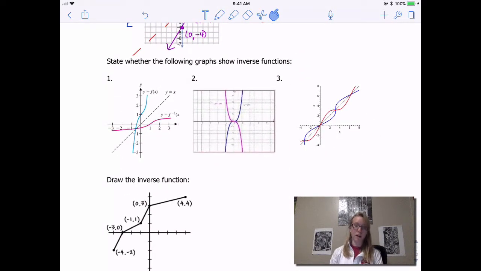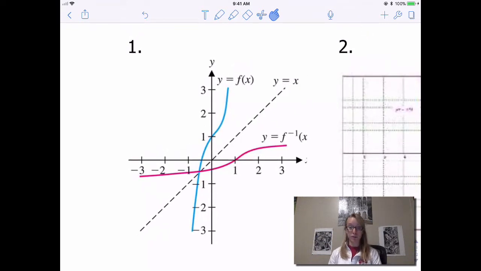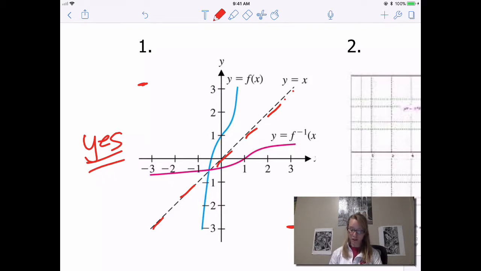So let's check that with a couple functions. Number one, I have two functions, the blue function and the red function, and I have this line y equals x. If I think about folding the graph on this line, top left corner to bottom right corner, I can see that the blue graph would lie on top of the red graph. So this is actually an example of inverses. So I'm going to say yes, these two are inverses. They actually gave us this hint, f of x is y, and y equals f inverse of x.